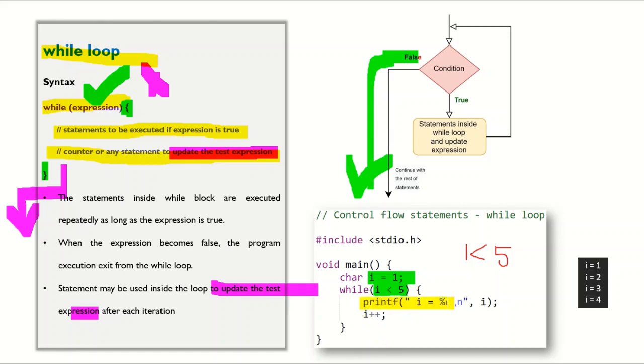It will print the value of i and increment the value of i. So now i is equal to 2. And it will check the condition i less than 5, that is 2 less than 5. In the second iteration it will check whether 2 is less than 5. As 2 is less than 5, the statements will be executed again, and in this iteration the value of i equal to 2 is printed.